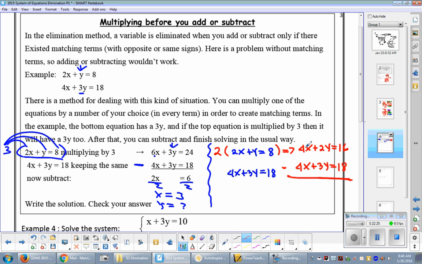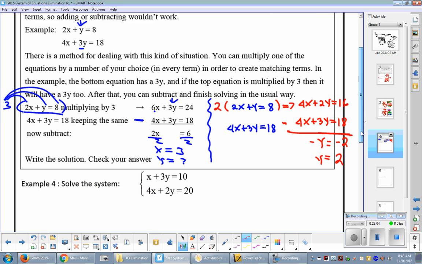So they're subtracting. 4x minus 4x is 0. 2y minus 3y is equal to what? Negative y. 16 minus 18 is equal to negative 2. So when you divide both sides by negative 1, we'll get y equals positive 2. So in this method, we were able to eliminate our x. Or if you want to eliminate our y, then we can apply this procedure wherein we multiply the first equation by 3. Okay, so let's try to apply this method.